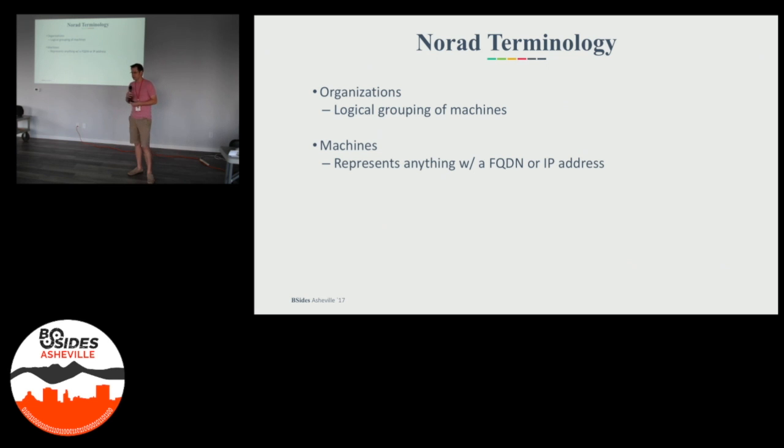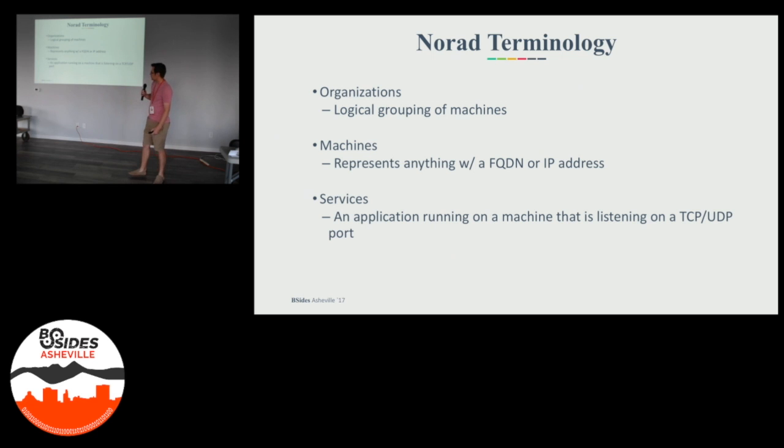Machine, that really is just anything that you can represent with an IP or FQDN. It could be a phone even. We don't really have a test for phones at the moment, but if we can reach it through an IP, then there's a chance we can test something on it. Services. So a service is something that runs on a machine. It's really just any application running on your machine that exposes either a TCP or UDP port. And then a security test in Norad is just a security tool that's wrapped inside a Docker container.